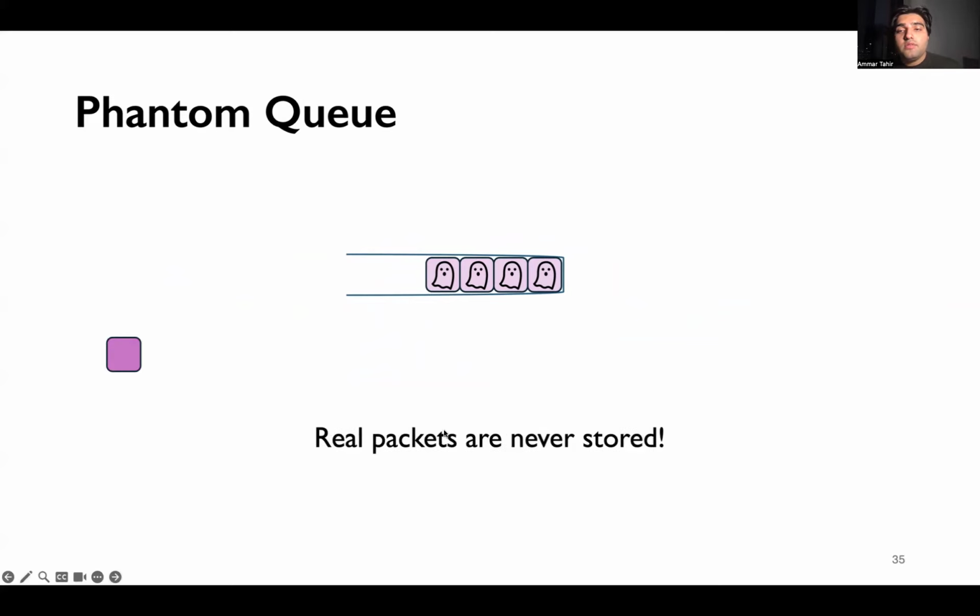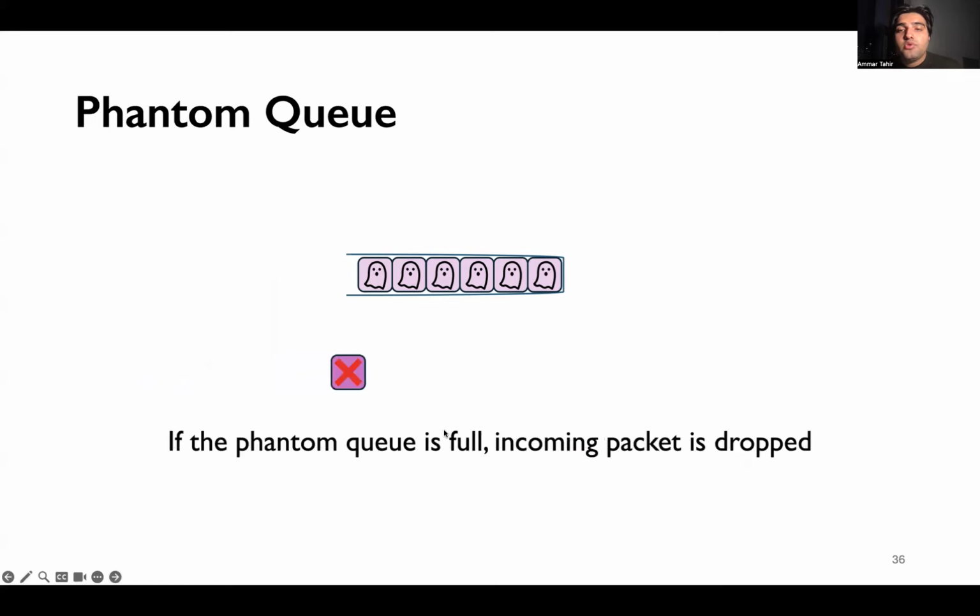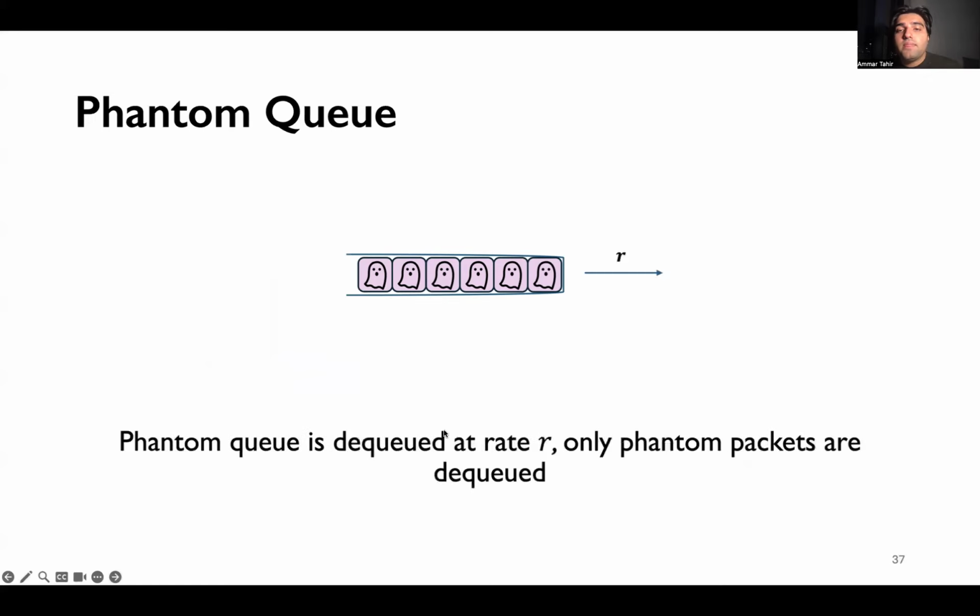Unlike real shaper queues, real packets are never stored in the phantom queue. Upon arrival of a packet, we immediately transmit the real packet and instead enqueue a phantom packet in the phantom queue. If the phantom queue is full, we drop the incoming packet. And the phantom queue is then dequeued at the rate R, but remember we are just dequeuing phantom packets. Actual packets were dequeued right at the time of enqueue.